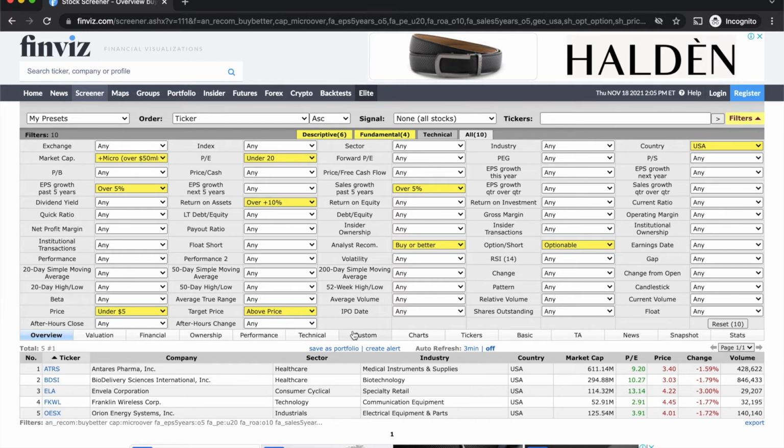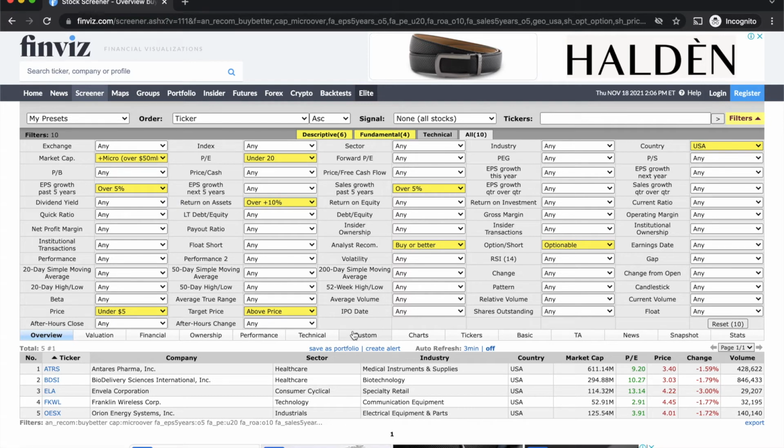So you can see that this screener is basically putting so many restrictions. We're trying to select fundamentally good companies. We're trying to select companies which have positive analyst recommendations or positive market sentiment. We're trying to select companies which are optionable, which have option chains.